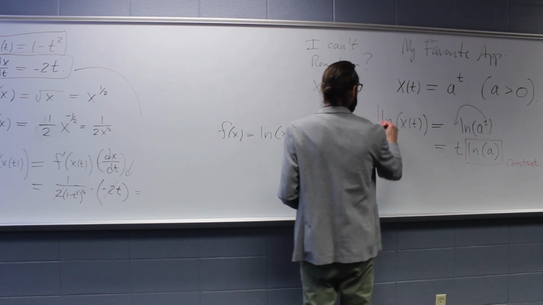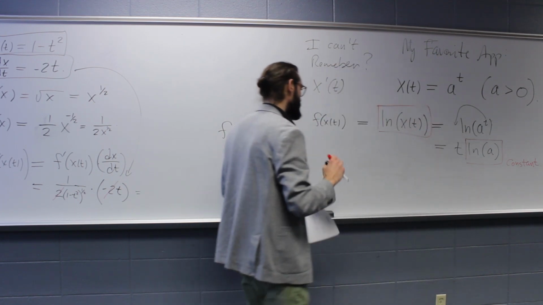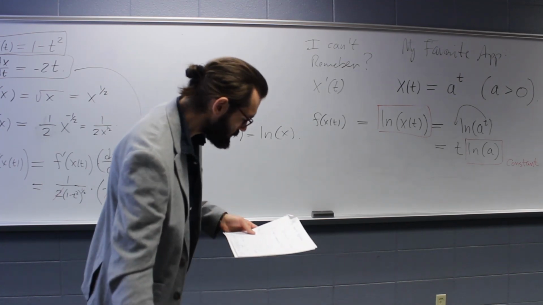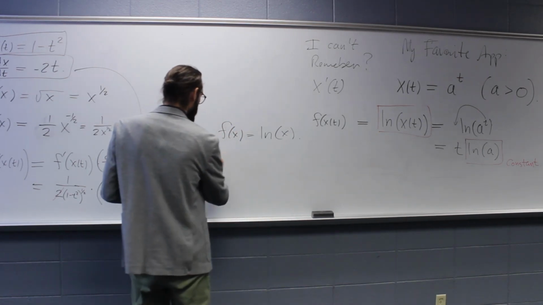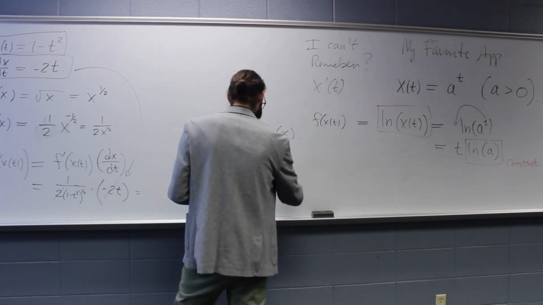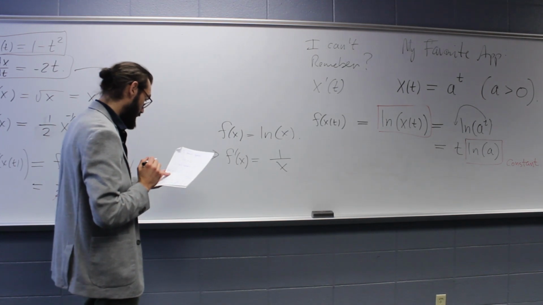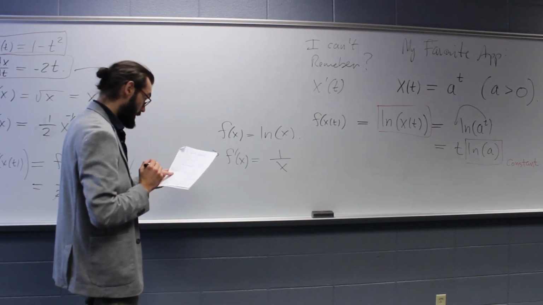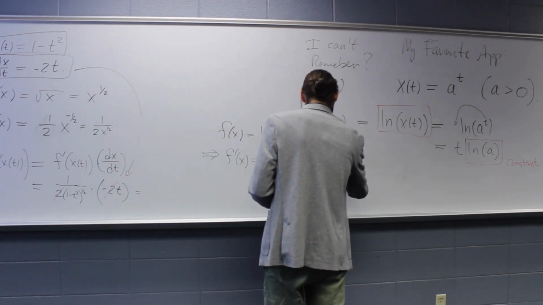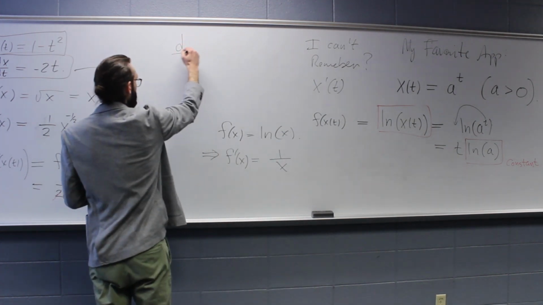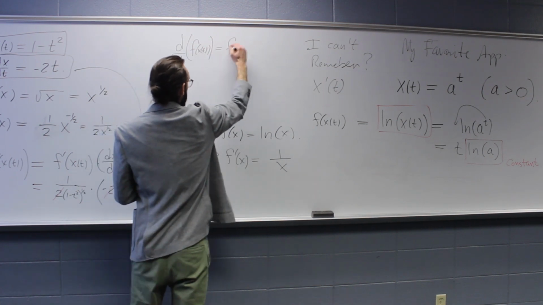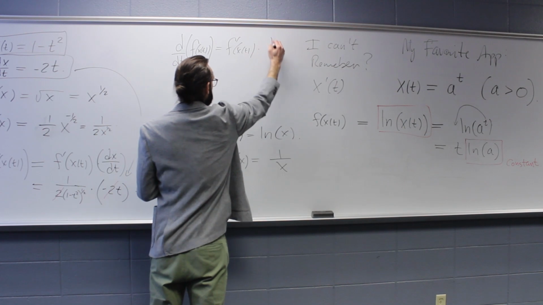And we know how to take this derivative, right? And we're going to have to use the chain rule. We know the derivative of this. So what's f prime of x? 1 over x. Yeah, 1 over x. Excellent. You get the jokes for free. And so we're going to take the derivative of both sides. Remember, we got our chain rule: d by dt of f of x of t equals f prime of x of t times dx/dt.